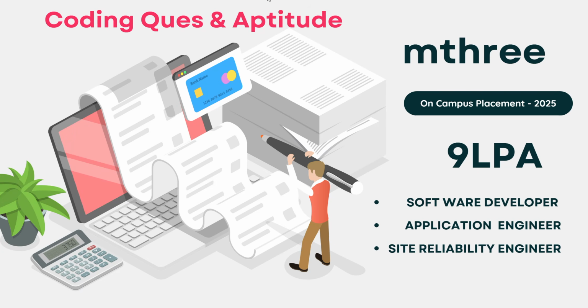Today we are going to see the MThree On-Campus Placement which occurred in 2025. It is for 9 LPA and the job roles are Software Developer, Application Engineer and Site Reliability Engineer. In this video we are going to see the coding questions and aptitude questions which were asked in the exam, right?